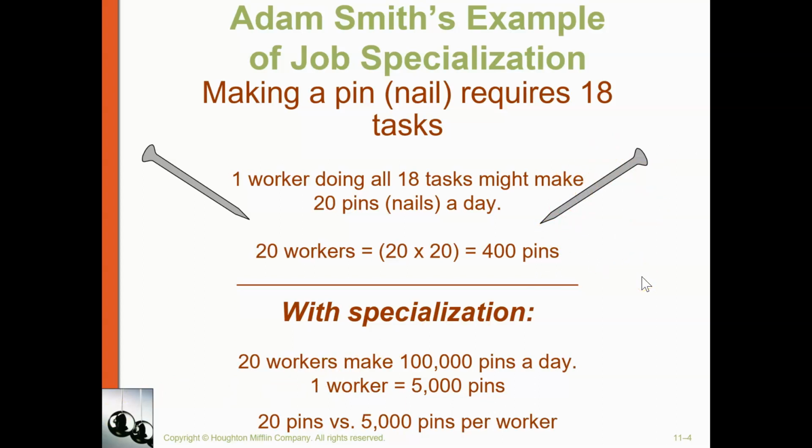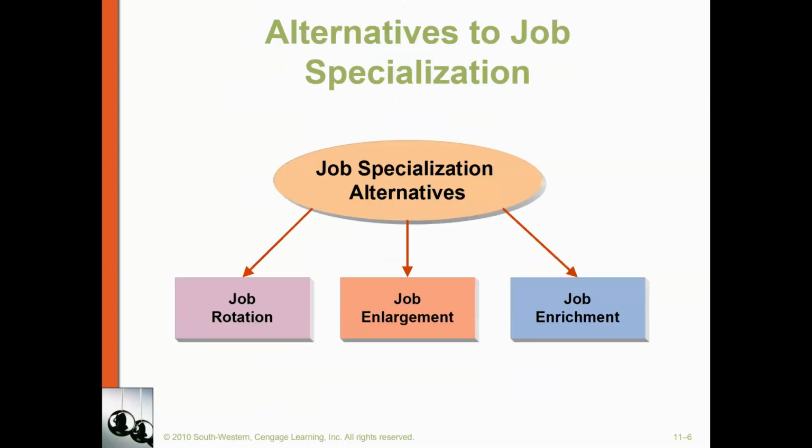Breaking that down into 18 separate tasks and having one person maybe do one, at most two of those tasks can be very boring and redundant and cause job dissatisfaction. So if we get to the point where we've made a job so specialized that we see a higher turnover because people don't want to stay in that job, we do have alternatives.